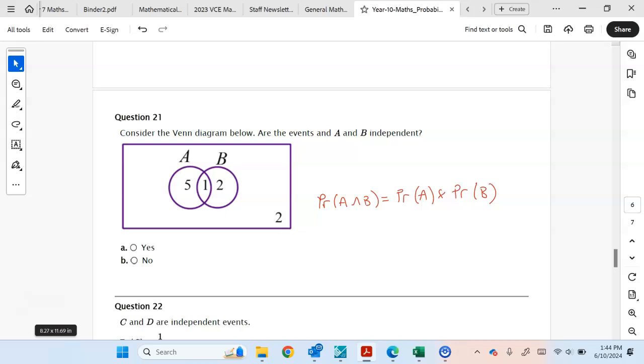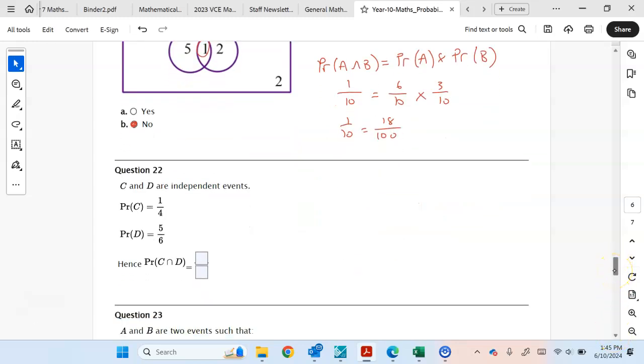So A and B, that's this intersection here. So 1, and we're writing them as probabilities, so 1 over 10. The probability of A is 5 plus 1, which is 6, so 6 over 10, times the probability of B, which is 3 over 10. And I can already see that's not going to be 1 over 10. It's going to be 18 over 100. So no, not independent.